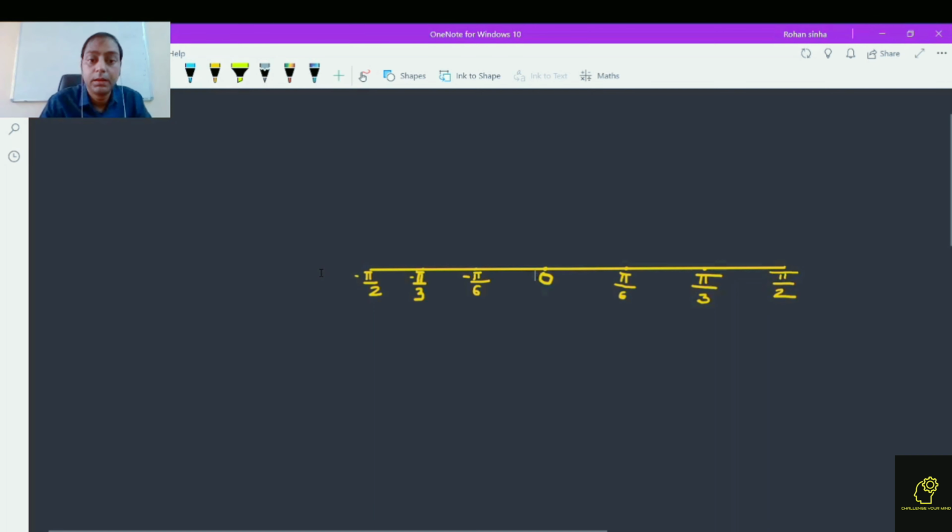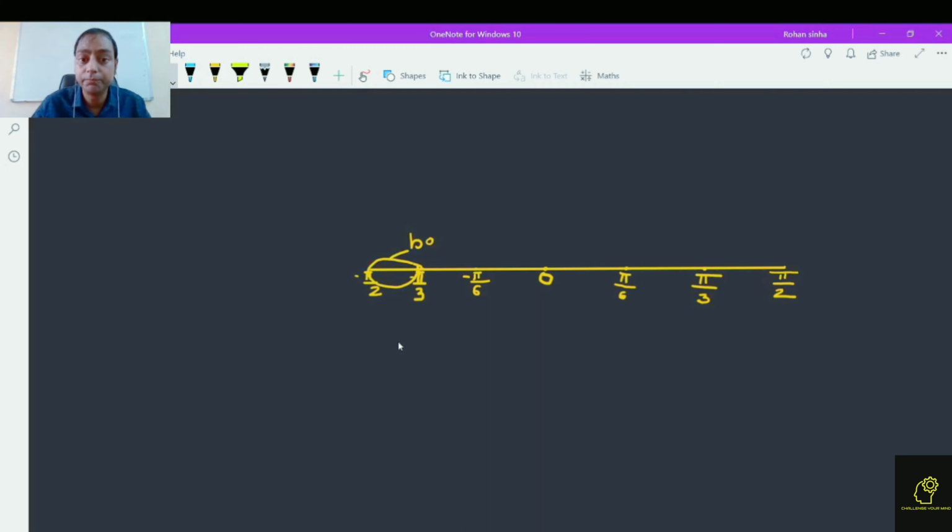Now let us draw a line. We have taken a line with origin O. This is pi by 6, this is pi by 3, and this is pi by 2, minus pi by 6, minus pi by 3, and minus pi by 2. So the interval is from minus pi by 2 to pi by 2. So what is the length of the total? The total line is from minus pi by 2 to pi by 2, which is pi. And we have divided this into 6 equal parts.